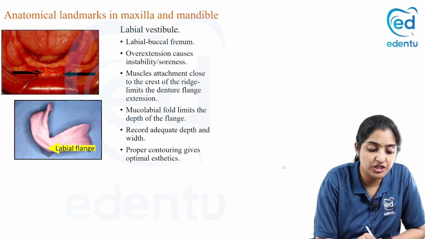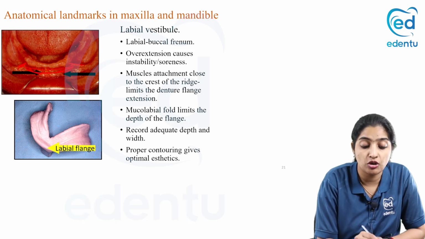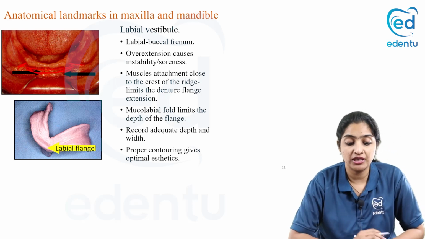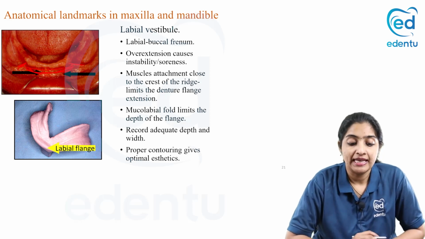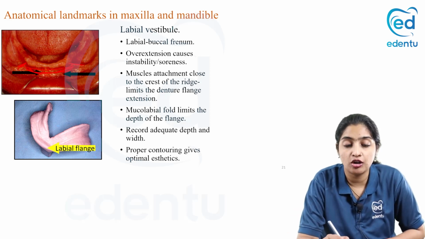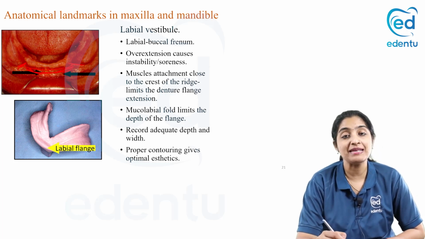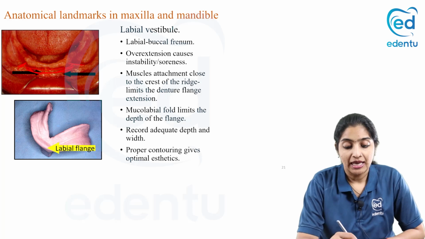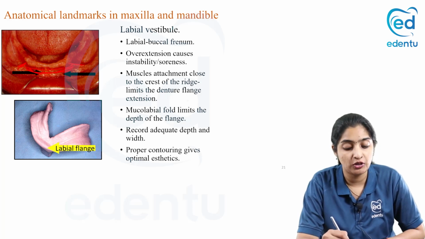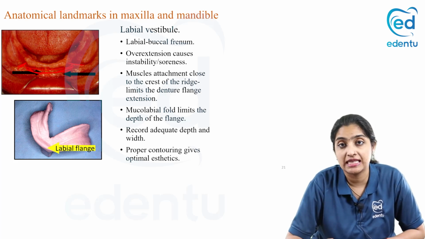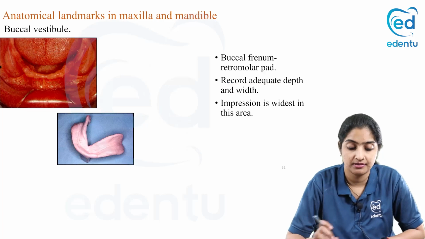This will be your labial vestibule. Buccal frenum to the buccal frenum will comprise the labial vestibule. In the denture or in the impression, it comes as a labial flange. Now, overextension can cause instability and soreness. Muscle attachment close to the crest of the ridge limits the denture flange extension. Mucolabial fold limits the depth of the flange. It is important to record this in the adequate depth and width. Proper contouring is necessary for adequate aesthetics.